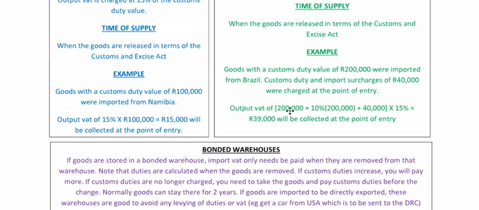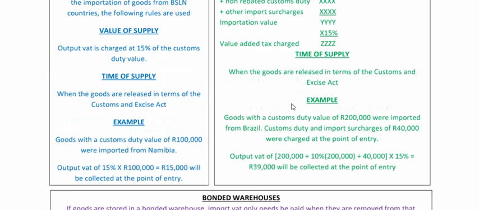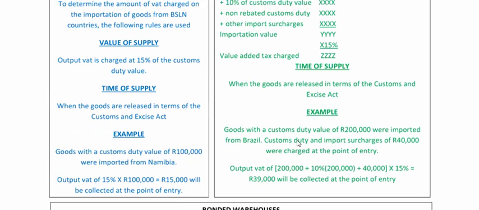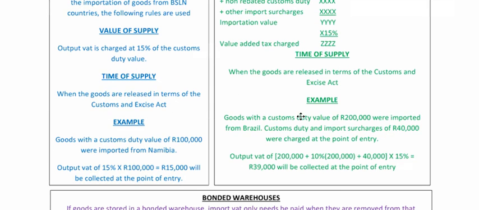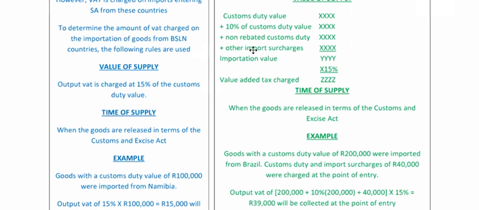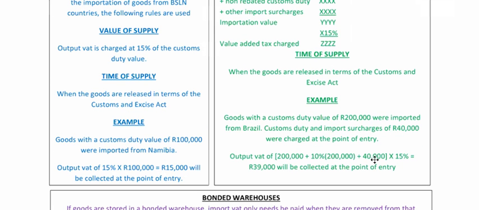So what's going to happen? Output VAT is how much? 200 plus 10% of the customs duty value, 10% of 200, plus any of those imported surcharges and customs duty, 40,000 Rand given inside the question, times 15% gives you 39,000. Please just remember it's 15%, not 15 over 115. We only use 15 over 115 when the amount includes VAT already. This can't include VAT because there's no SA VAT included on a good that's been brought to the border.